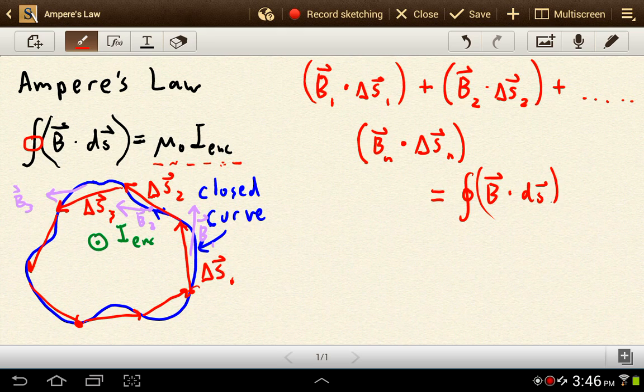Okay? And that's what's equal to mu naught times I enclosed. And it's more understandable, I think, when you actually see an example. So I'm going to launch straight into the first example I have, which is the field around a wire. So let me move forward here.